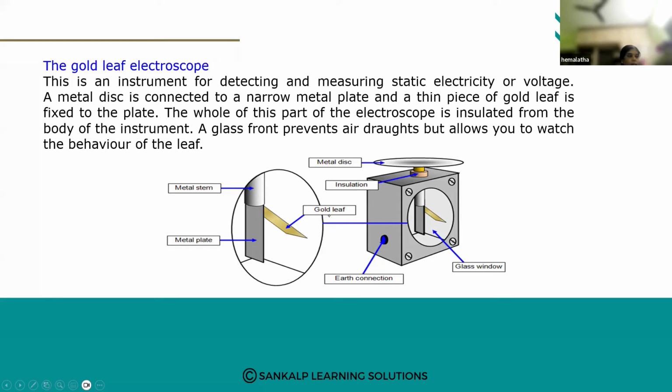See, this is the construction of a gold leaf electroscope. They will ask in the examination about the gold leaf electroscope. Simple construction. So this is an instrument for detecting and measuring the static electricity or voltage. Metal disc is connected to a narrow metal plate and a thin piece of gold leaf is fixed to the plate.